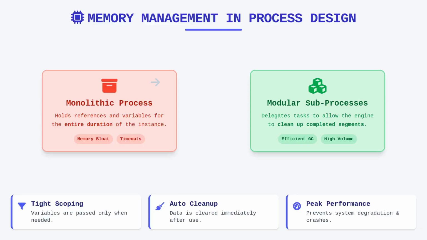Think of this as garbage collection for your process orchestration, where keeping your variable scope tight prevents the environment from bloating unnecessarily over time.